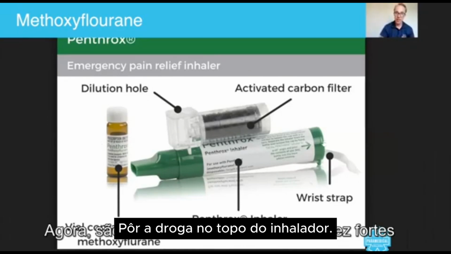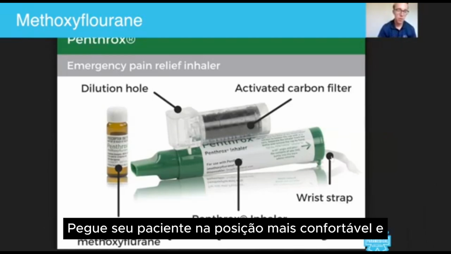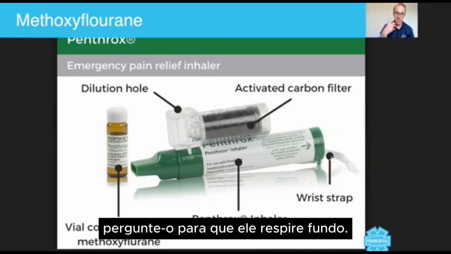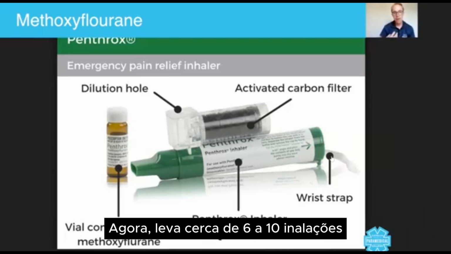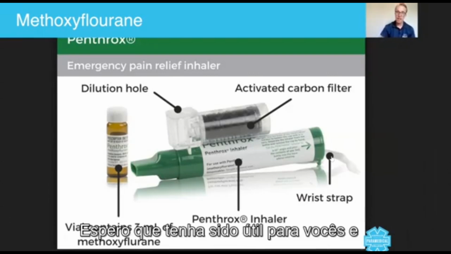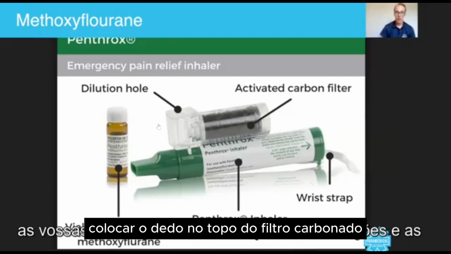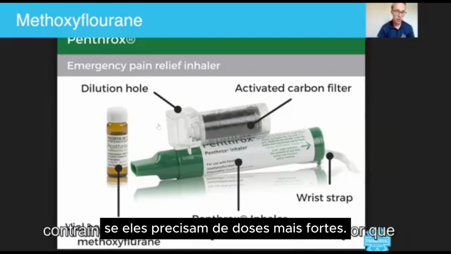Pour the drug into the top end of the inhaler, get your patient in the most comfortable position, and then ask them to take nice deep breaths. Now it takes about 6 to 10 strong inhalations before your patient can actually start to feel the effects of the drug. And then of course, you can tell the patient to put their finger over the top of the carbon filter if they need stronger doses.